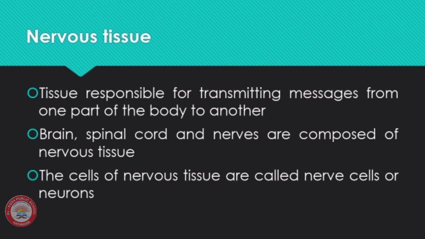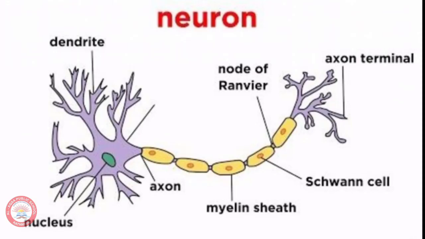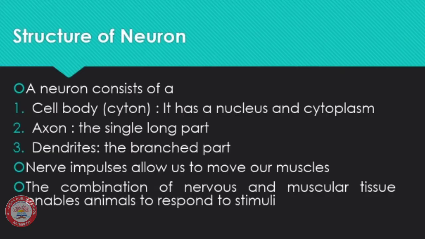The cells of nervous tissue are called nerve cells or neurons. Let us see the structure of a neuron. This is the structure of neuron. A neuron consists of a cell body, also called as the cytone, which has a nucleus and cytoplasm. The single long part of the neuron is called the axon, and the branched part is called the dendrite.